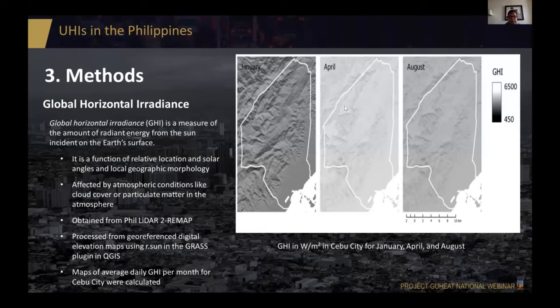As you can see in the maps, January receives low GHI, April receives high GHI, and this is true for the whole season. Then August has relatively higher GHI.